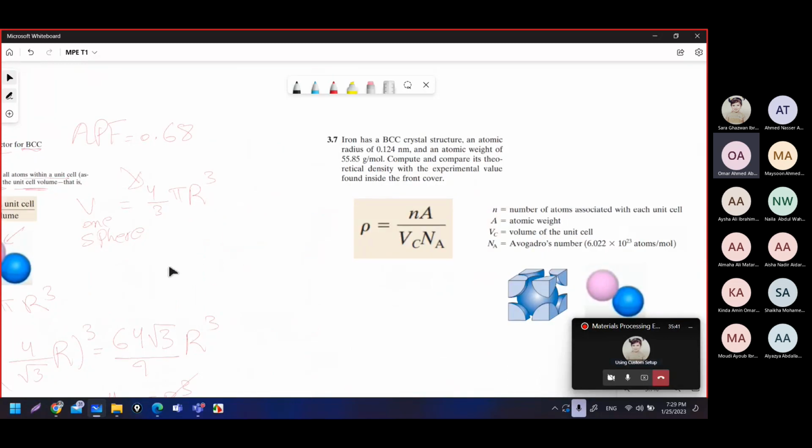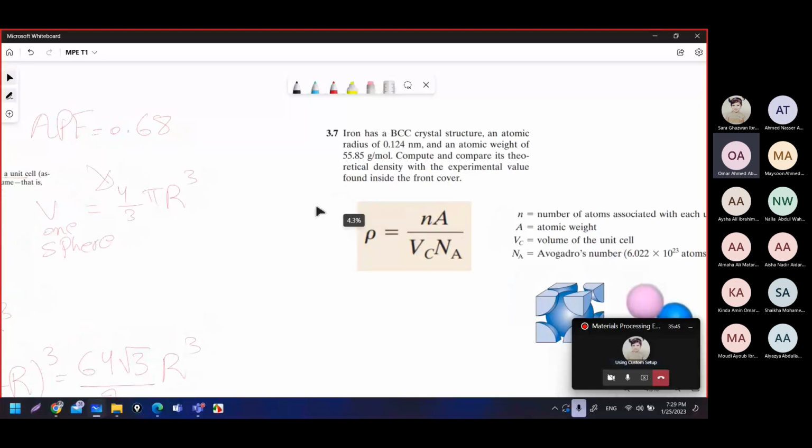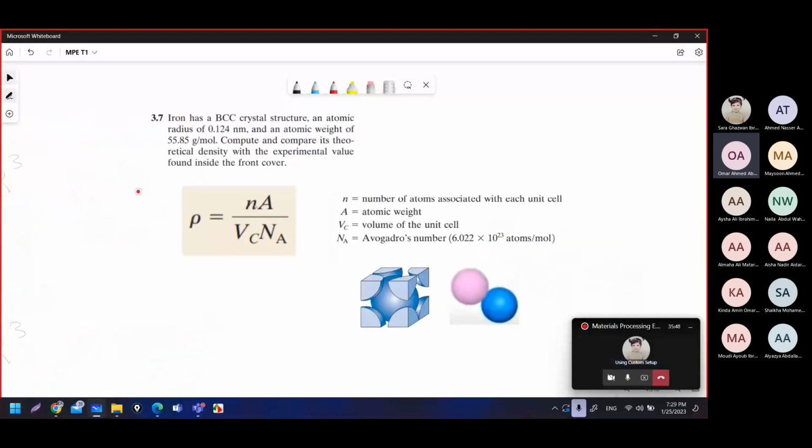Let's see the next question. The next question said that we have iron, which is Fe, that has a BCC crystal structure. So he gave me the crystal structure, and I know the unit cell is BCC. An atomic radius of 0.124 nanometer. So I know the atomic radius R is equal to 0.124 nanometer.